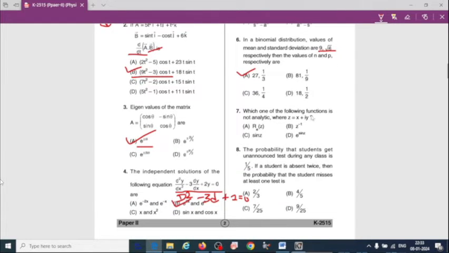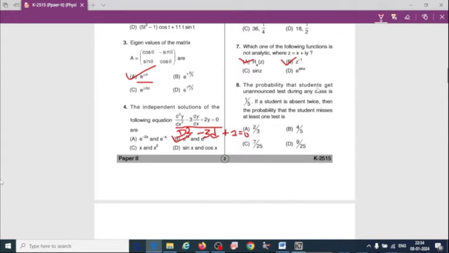Which one of the following function is not analytic? So condition for analytic function I have explained in the previous video. So just go to that video. Then you can solve this question. Option A is also correct and option B is also correct. Real part of z and z to the power minus 1.